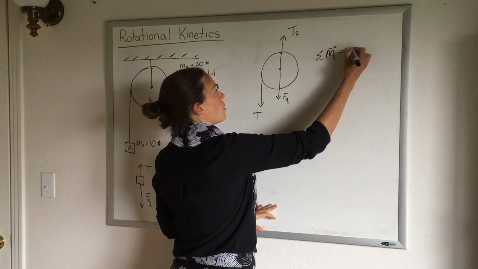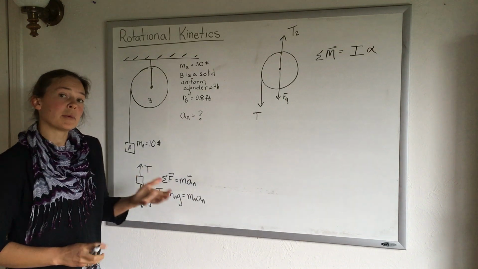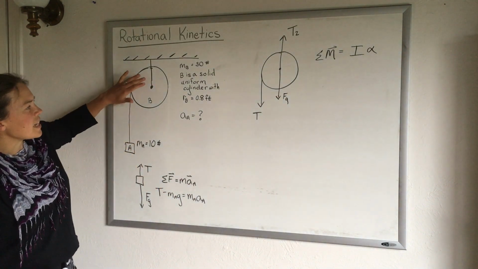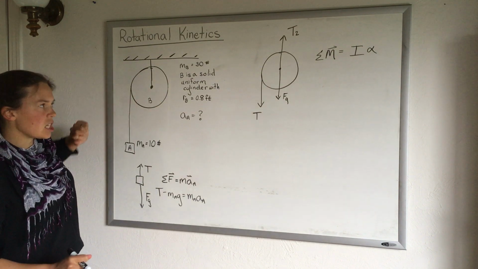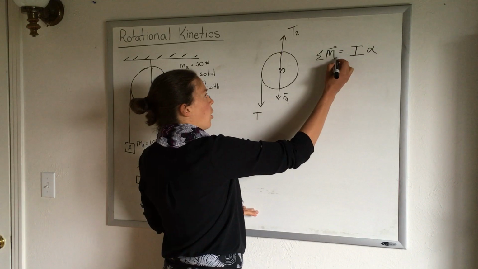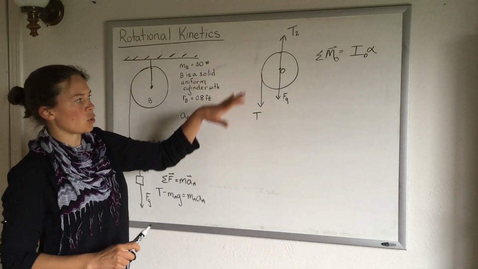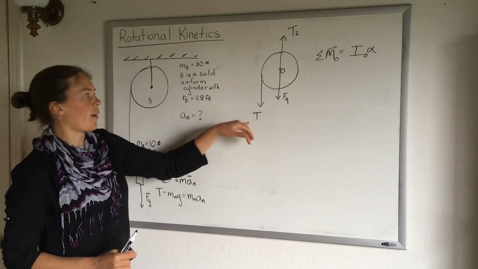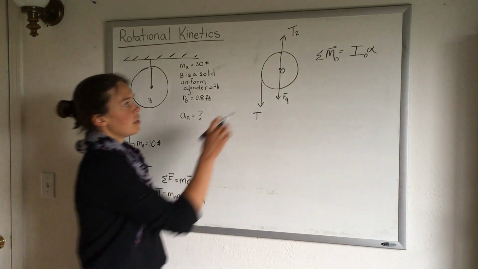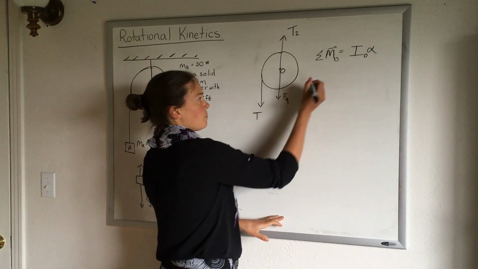So I'm going to do the sum of the moments equals I alpha. And anytime I do sum of the moments, I have to decide what axis I'm going to do it about. Since I don't need to figure out any information about T2, I'm going to do it about the center of mass, O, and then I don't have to worry about that second tension force or the gravity force. I only have to worry about the tension that's connecting to the block A. Just super convenient.